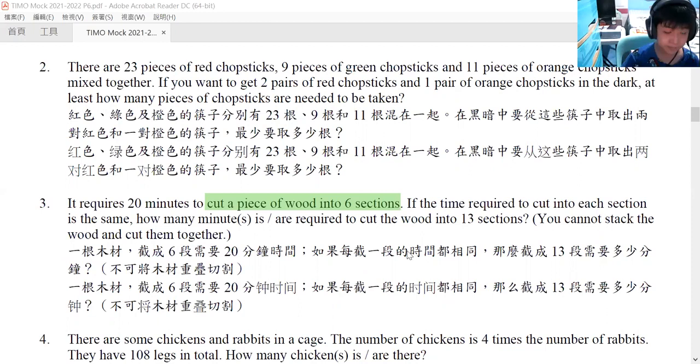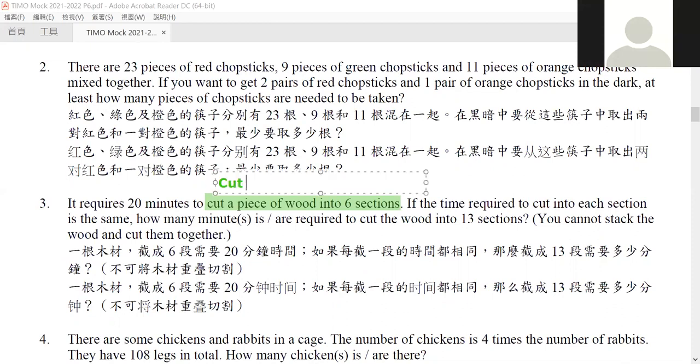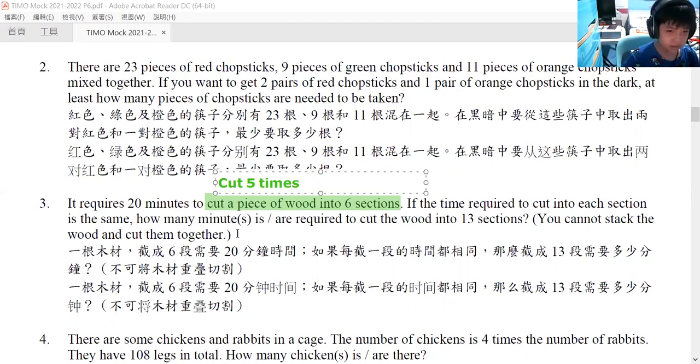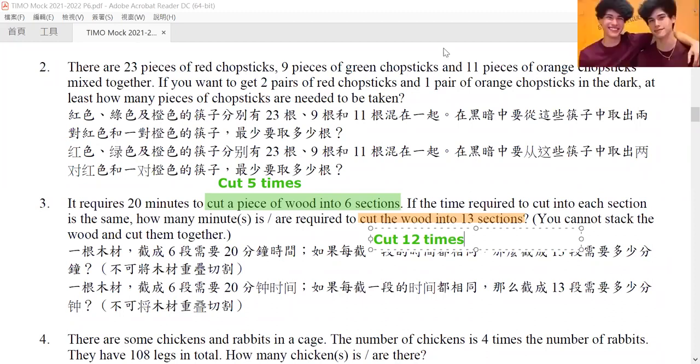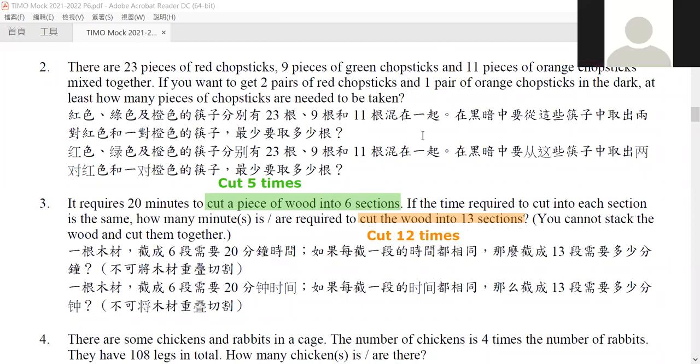5 times. Because you only need to cut 5 times. You don't need to cut 6 times, that would create 7 sections. So if you want to cut a wood into 30 sections, in this case, you would only need to cut it 12 times. Okay, 20 divided by 5 times 12, yes, 48. Thank you.